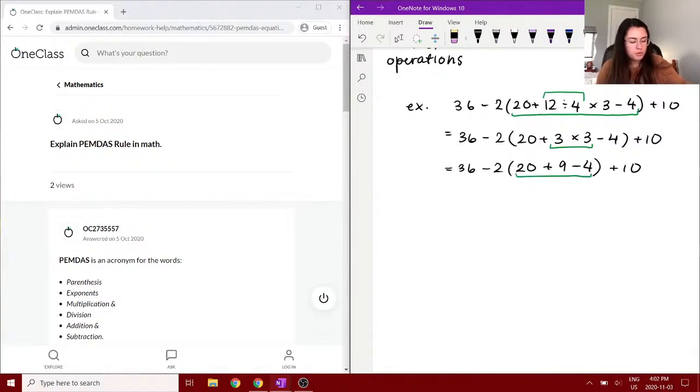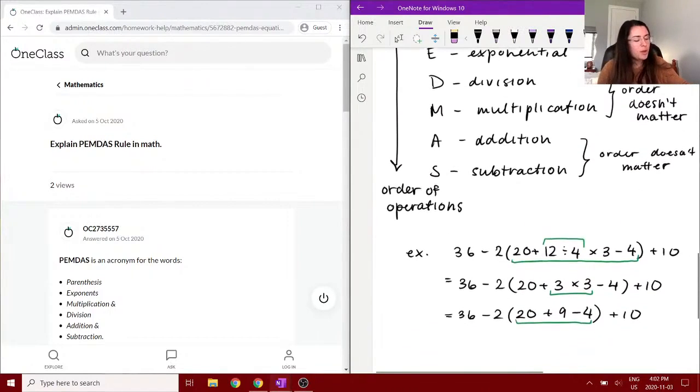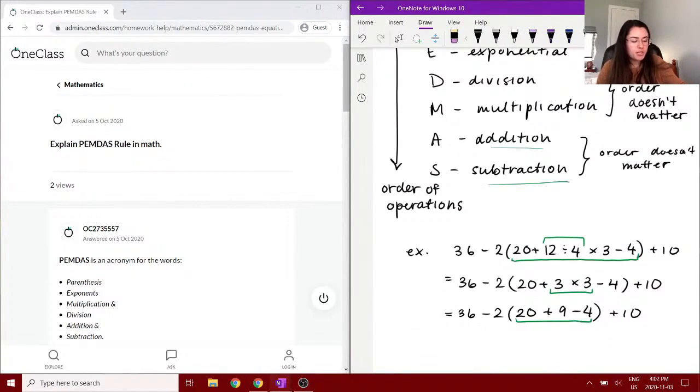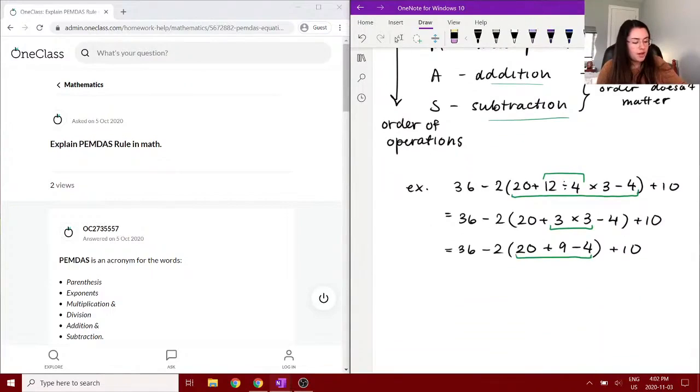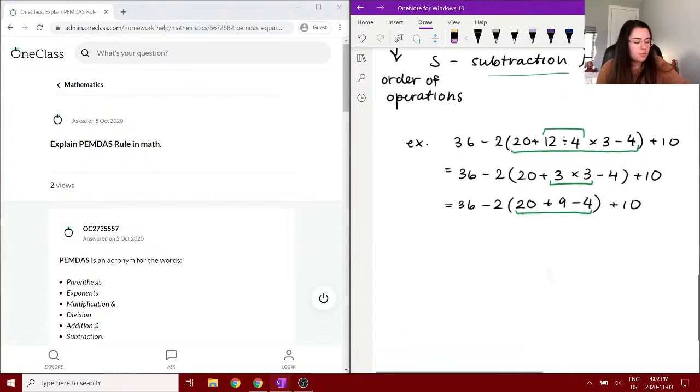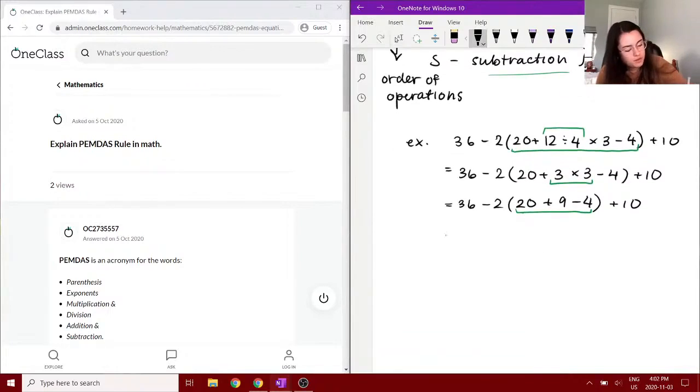Like I said before, addition and subtraction, the order doesn't matter, so that means that I can add 20 plus 9 and subtract 4, all at the same time. I can do 20 minus 4 plus 9. Either way, it will come out the same. So 36 minus 2 times, we have 20 plus 9, that's 29, minus 4 is 25, plus 10.